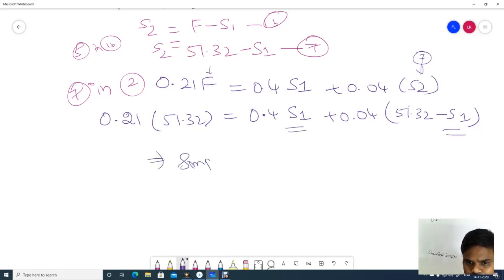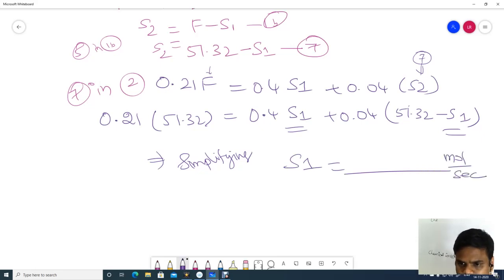Simplifying, we will get the value for S1, this much moles per second. Once you get the S1 value, you can find out what S2 is also. But the question here is, what is the flow rate of stream 1? That is the one answer for the question.